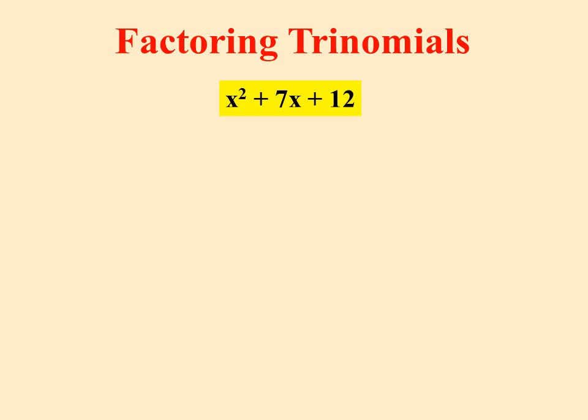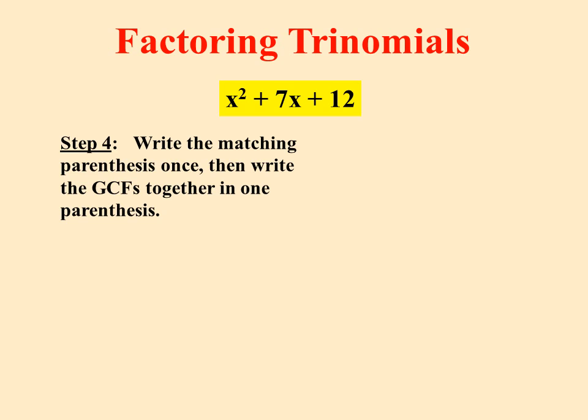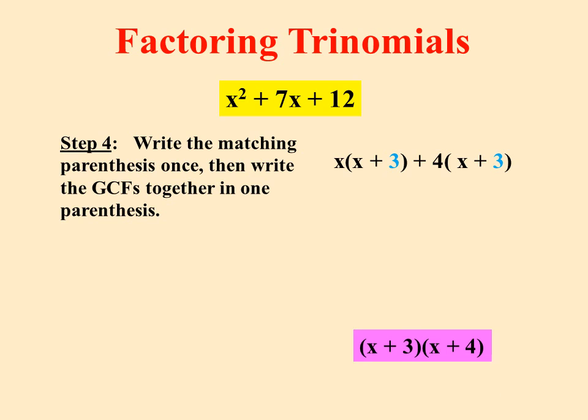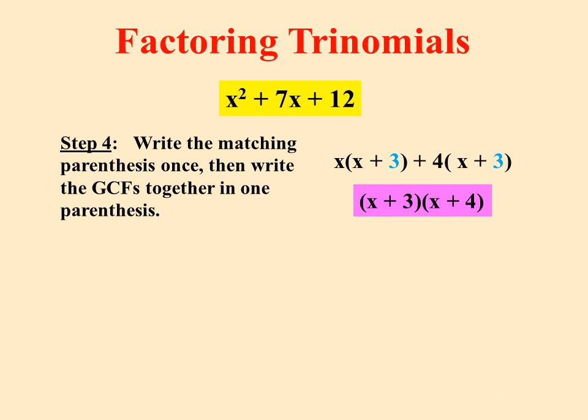And so here's my last step. Write the matching parentheses once, then write the greatest common factors together in one parenthesis. So x plus 3, plus 4, x plus 3. So we write x plus 3 once, and then we group x plus 4 together in the other parenthesis. And that is how I factor a trinomial.